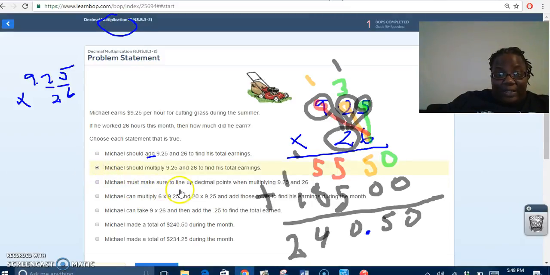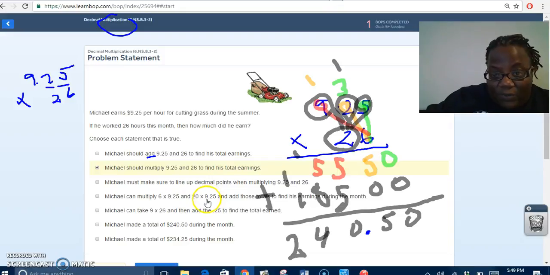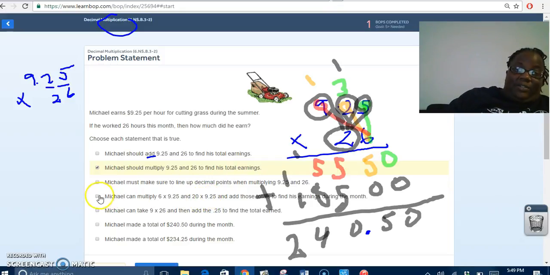Michael must make sure to line up decimal points when multiplying 9.25 and 26. Do we have to line up decimal points in this? You do not when multiplying, or dividing for that matter. You don't have to line them up. That's only for adding and subtracting. Michael can multiply 6 times 9.25 and 20 times 9.25 and add those totals to find his earnings during the month. That is true. He can do it that way. It's another way of multiplying multi-digit numbers.